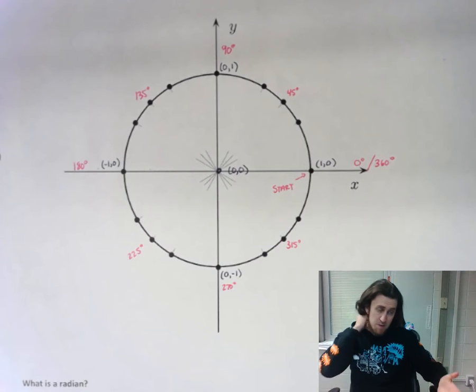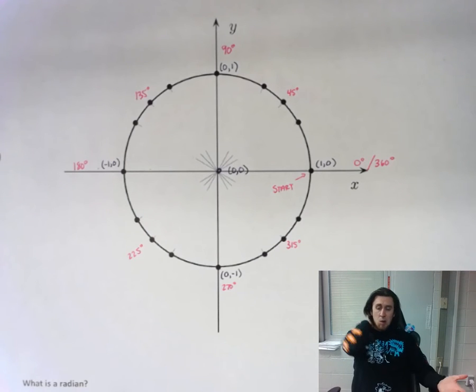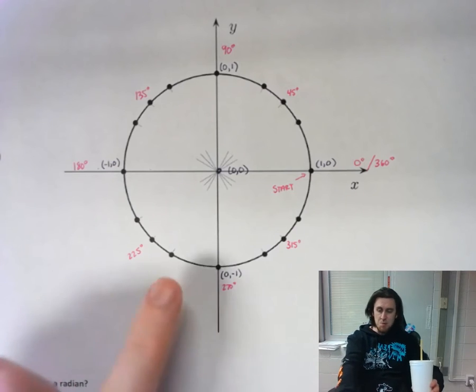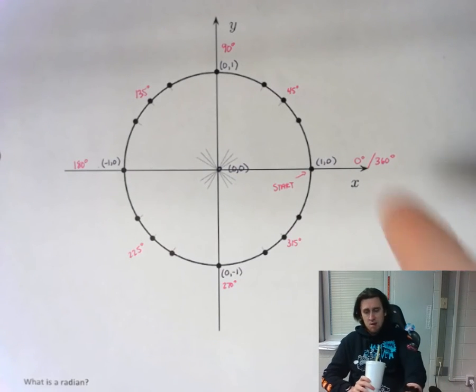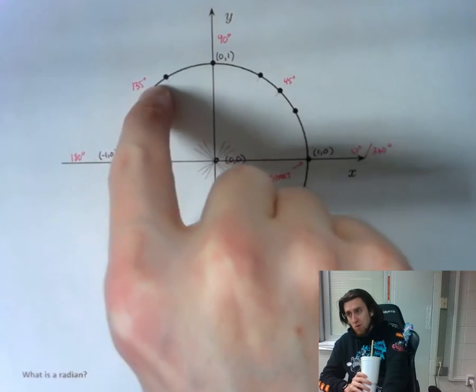Okay, so part of learning this is we're just basically learning how to count around the circle. In this case, for the points we've labeled so far, we were counting by 45, right? 1 45, 2 45, 3 45, etc.